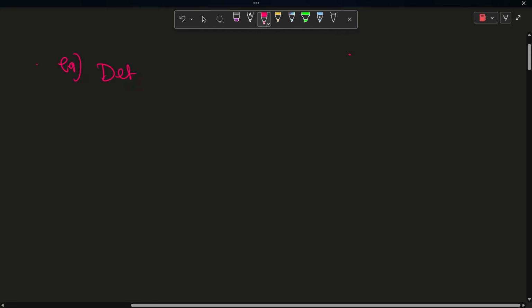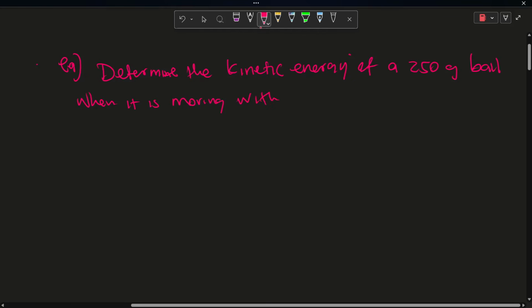Let me say, determine the kinetic energy of a 250-gram ball when it is moving with a velocity of, let me say, maybe it's moving at 4 meters per second. That is the question that we're having.